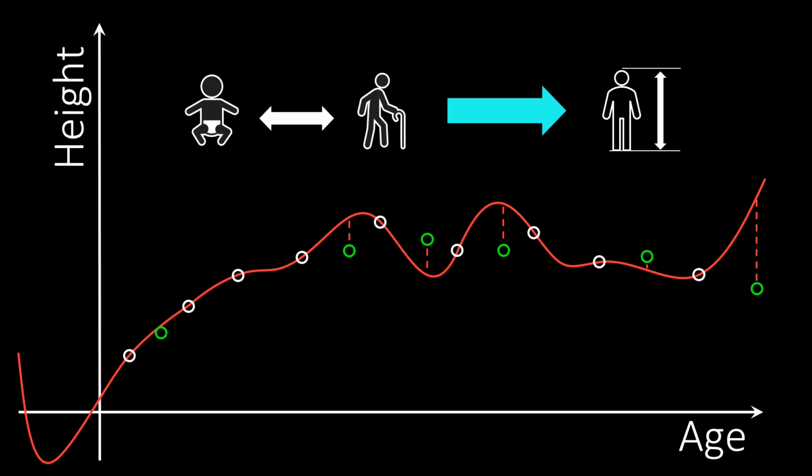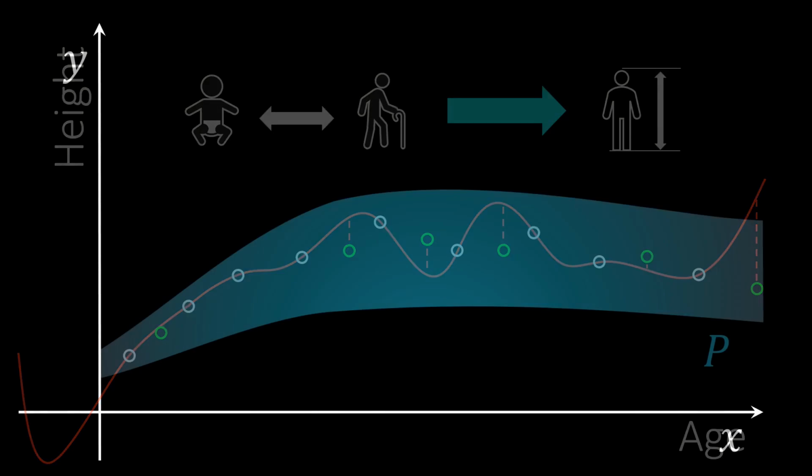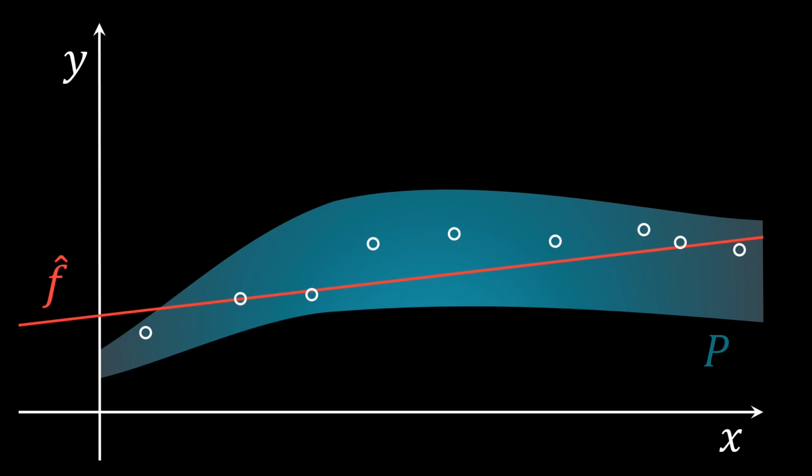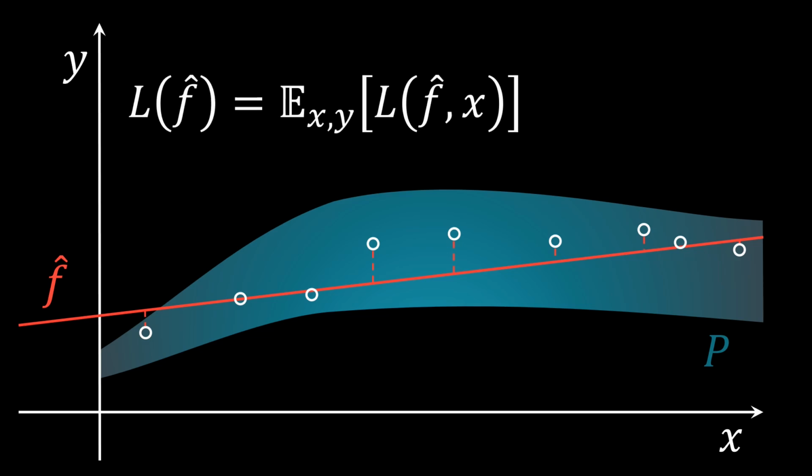Let us see how we can formulate this more rigorously. Our data comes from an underlying distribution P. That is, every time we sample some data point we get a slightly different look. If we now have some approximation f hat, this approximation will experience a loss on a given data sample. We can then define the expected loss of the approximation by taking the expectation over the underlying data distribution. This is sometimes also referred to as risk.